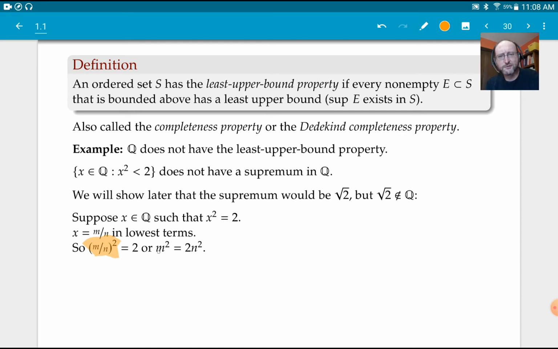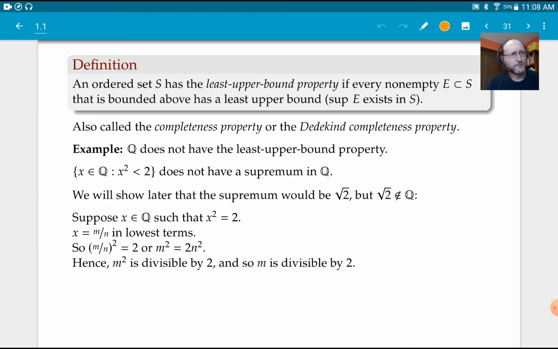I can just do a little bit of algebra. I have m squared is 2n squared. And a little bit of number theory on algebra. If m squared is divisible by 2, that means that m is also divisible by 2, right? Because whatever the prime factorization of m is, for m squared you just double all the primes that you have in m. So the only way to have a 2 in the prime factorization of m squared is to have a 2 in the prime factorization of m.